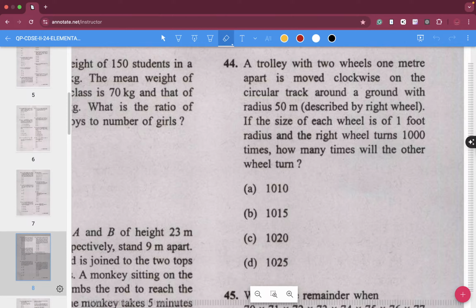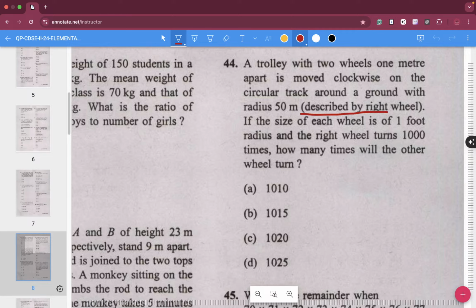Question number 44. A trolley with two wheels 1 meter apart is moved clockwise on the circular track around the ground with the radius 50 meter.